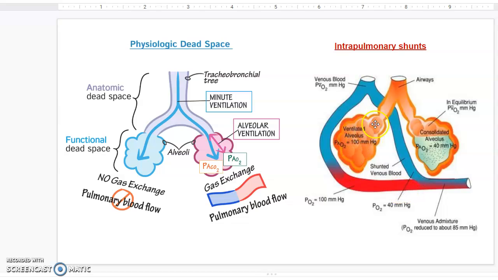Then we have two other types. In this example, the alveolus has a thickened AC membrane, so diffusion is impaired. That's another type of shunt. And then over here we have consolidation in an alveolus, like pneumonia or whatnot. Again, diffusion cannot occur because it can't get through the consolidation into the capillary. So those are your three types of shunts. Those are the things we're covering in this video.